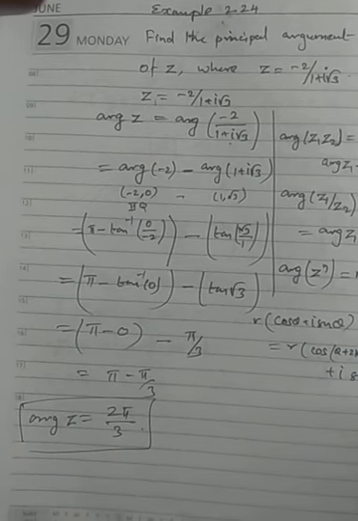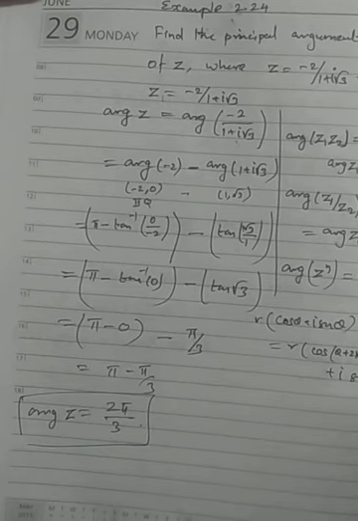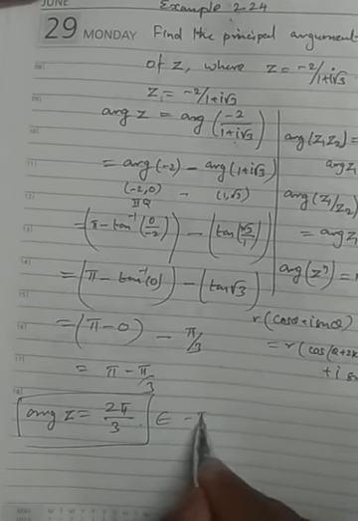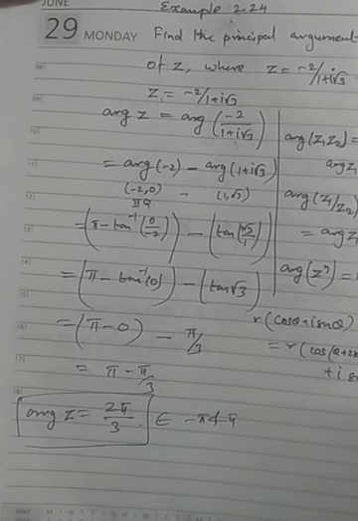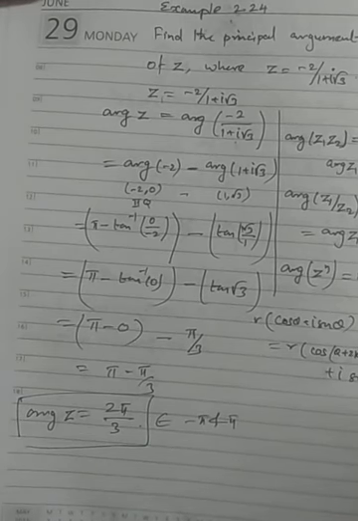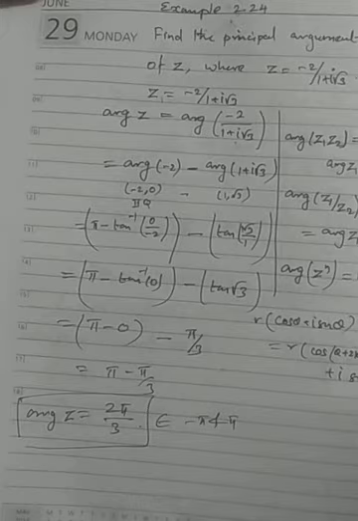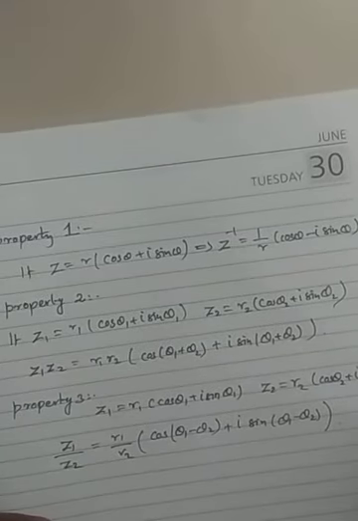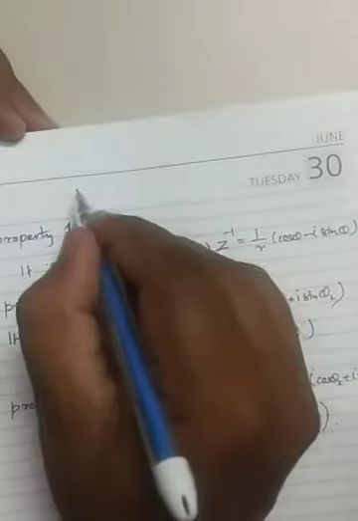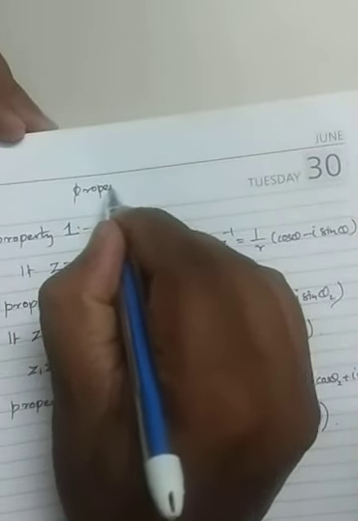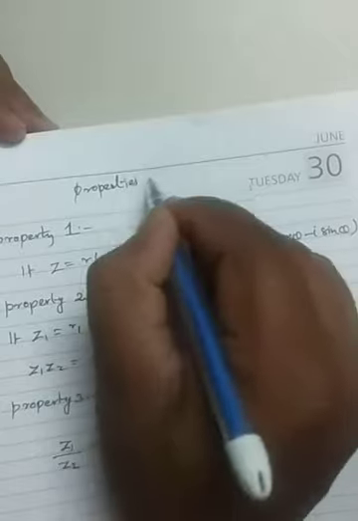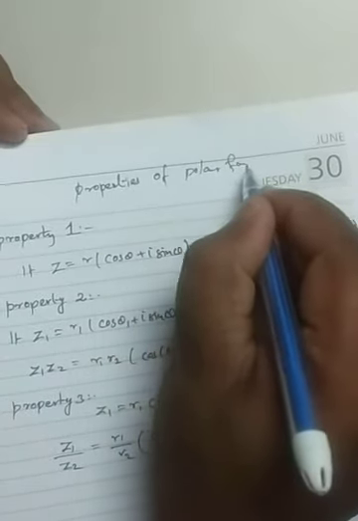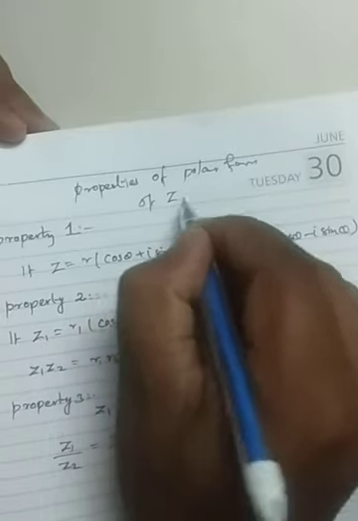So that is all about this problem. And it is the principal value. Why is it called that? Because the values lie between minus pi and pi, so that's why we say it is the principal branch. Keep that in mind. And we have a few properties. You can see here I have written the properties of the polar form of z.